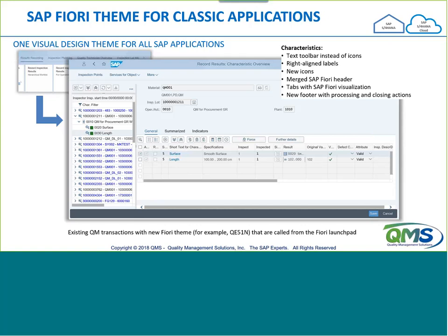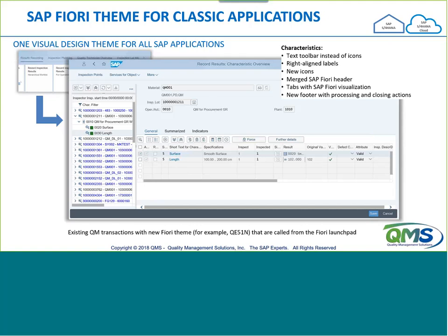You'll notice some of the things I'm pointing out here on the screen is you don't have icons anymore in the toolbar, so you've got text-based toolbars instead of icons. A lot of the labels are going to be right aligned. Notice the save icon is down here on the bottom right. You've got the Fiori headers and the different colors and visualization.